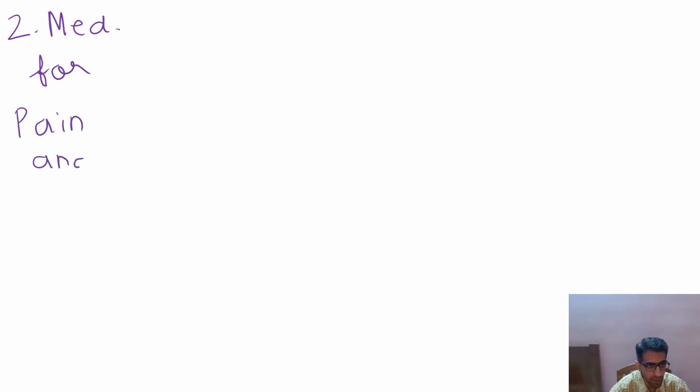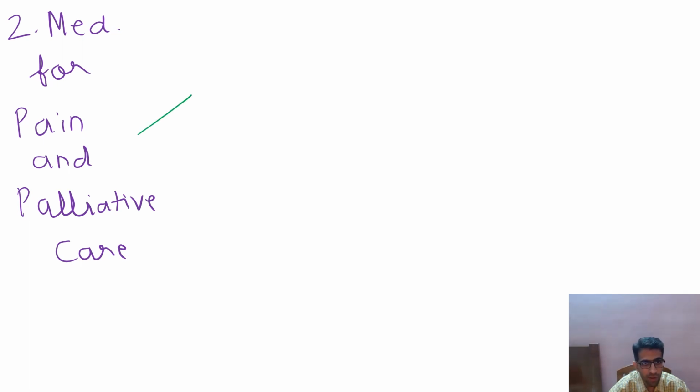Now moving on to the second topic, like we have finished one, now moving on to two. Two basically stands for medicines for pain and palliative care. All of you know palliative care. I have explained this in my previous videos. Medicines for pain and palliative care. Here we basically have two important ones. First is 2.1, second one is 2.2.